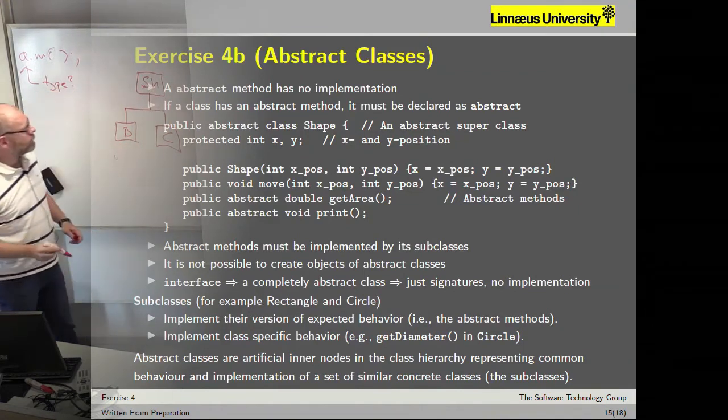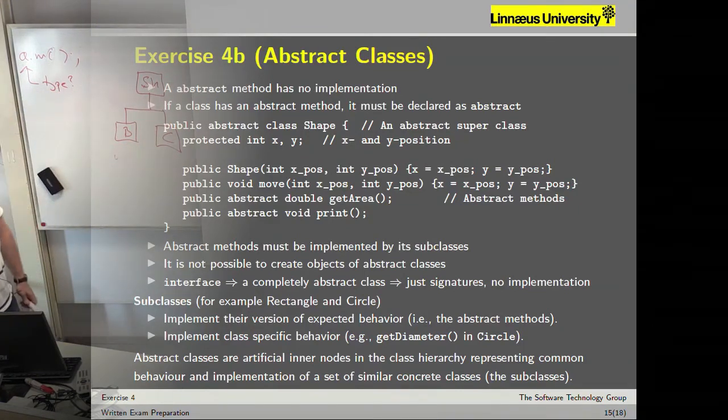If you are inheriting from this one, you must provide an implementation. Otherwise, the other class will also be an abstract class. It is not possible to create objects of abstract classes. An interface is a completely abstract class. All the methods are just signatures and they don't provide any implementation at all. So an abstract class is something in between an interface and a concrete class. That's your point.